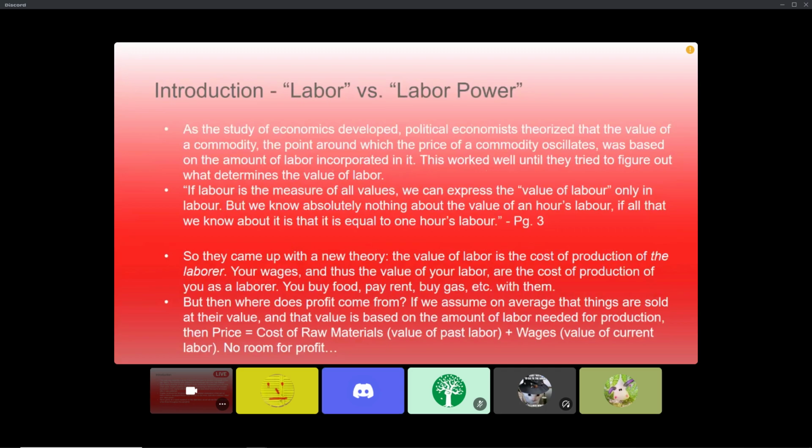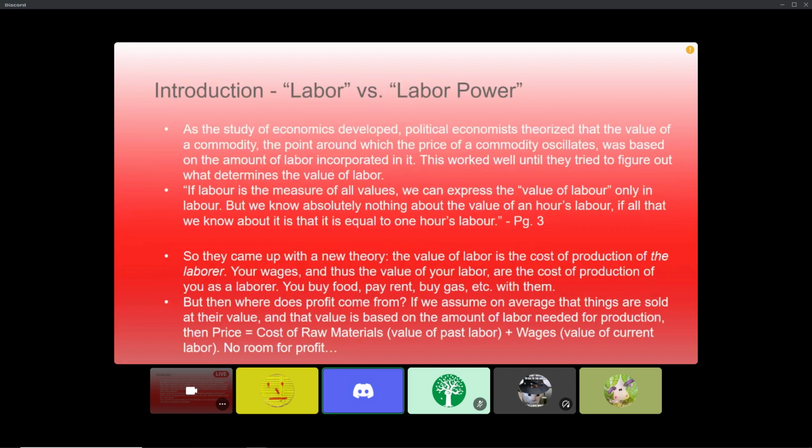And so that theory also has problems and contradictions in it, because then it begs the question, where does profit come from? Smith and Ricardo are assuming that things are on average sold at their value, and that value is based on the amount of labor in the thing. Then the price of a commodity, anything we buy, should be the cost of the raw materials, which is the value of the past labor embodied in those raw materials.